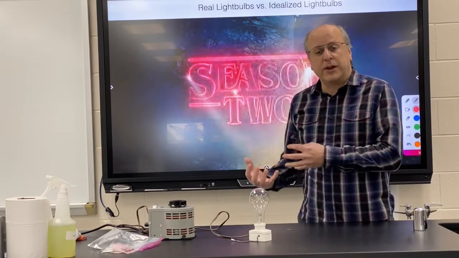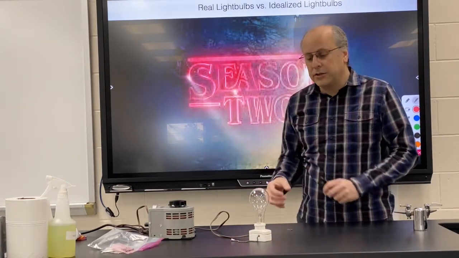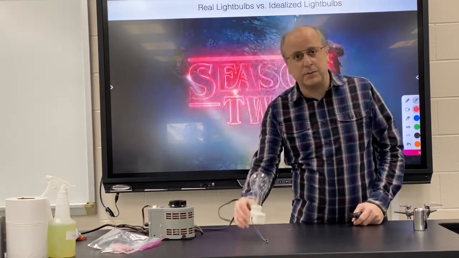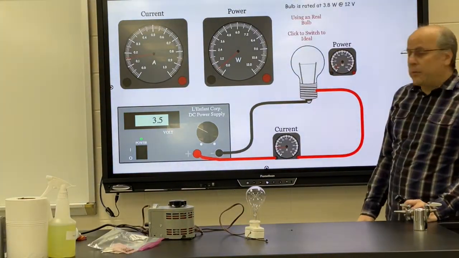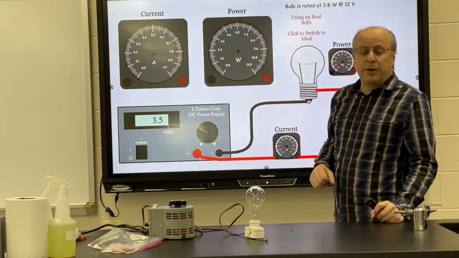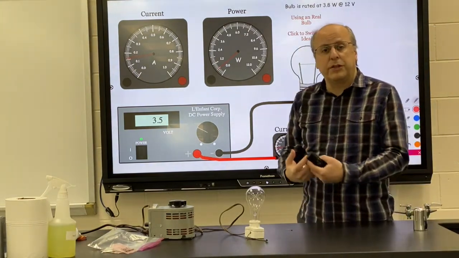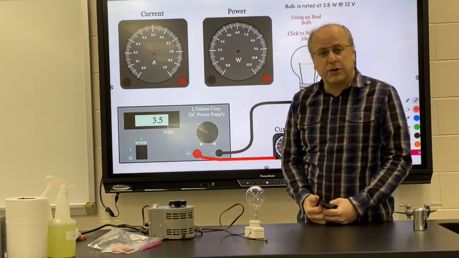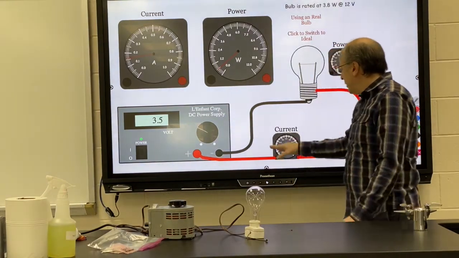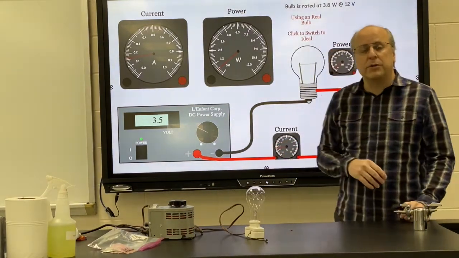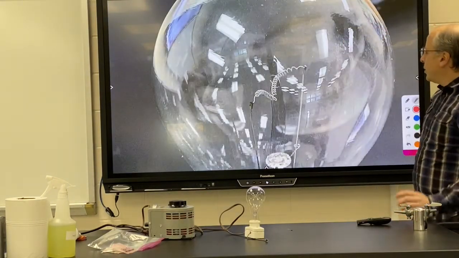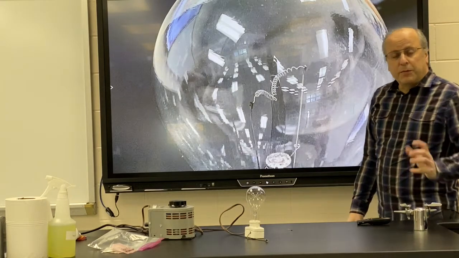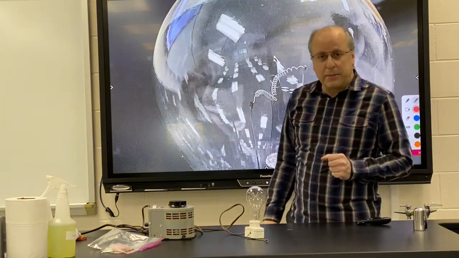Instead of looking at the Stranger Things of batteries, let's look at the Stranger Things for light bulbs and wires. So we did a lab the other day where we had an ideal light bulb and a real light bulb, and we measured voltage and current for different circumstances. So we changed the voltage and we measured how much current was flowing through the different light bulbs. We saw that there was a deviation between the real and the ideal, and I'd like to talk about why.